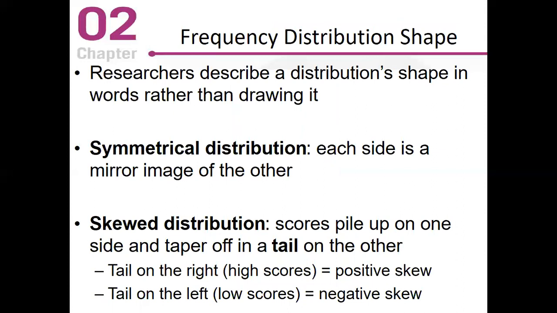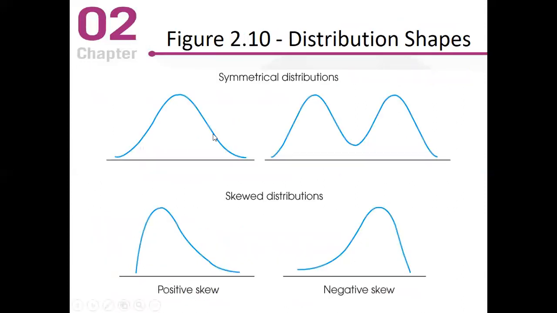Okay, a little bit on the shapes of distributions. Researchers describe a distribution's shape in words, and we often talk about something called a symmetrical distribution, where each side is a mirror image of the other. There are also skew distributions, where scores will pile up on one side or the other. Okay, here's a perfectly symmetrical distribution. This is what we call a bimodal distribution over here. This is also symmetrical. If I fold this, it will be a mirror image of each other.